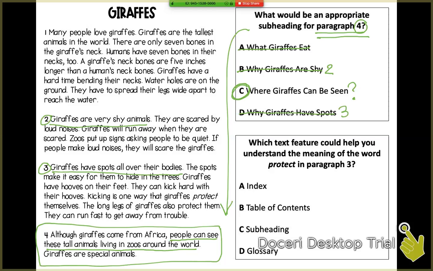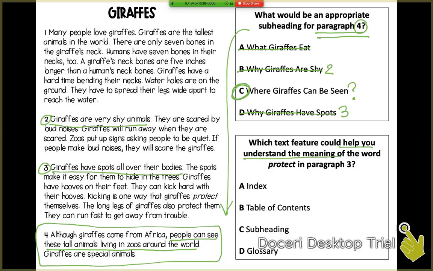All right, next one. Which text feature could help you understand the meaning of the word protect in paragraph 3? So we're looking for a text feature that helps us understand the meaning of a word. All right, already I bet you're thinking in your brain, ooh, I remember which one. Let's go through all 4 choices and talk about the purpose of those text features and see which one matches this understand the meaning of a word like it's asking in the question.